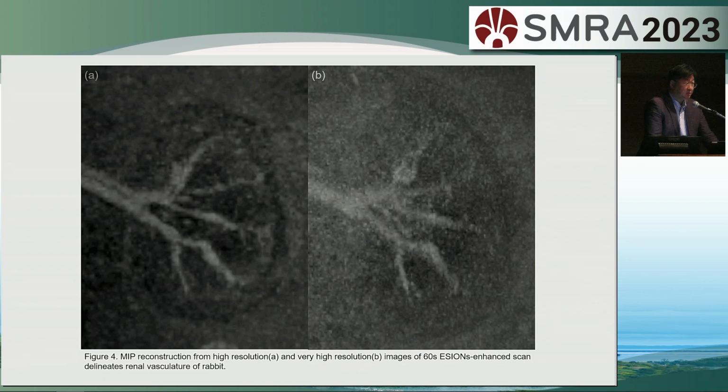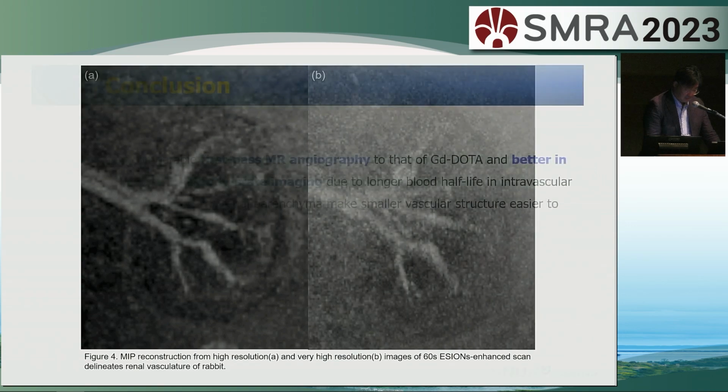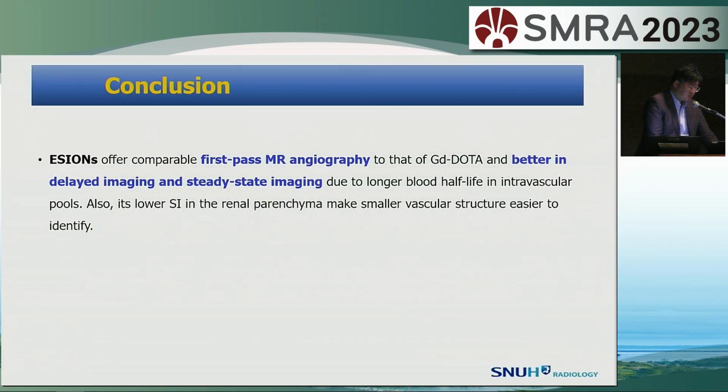So we also did some study on the coronary MR angiography with ASEAN, and this time we can show this high resolution rapid renal angiography with a high resolution. So as a conclusion, ASEAN offers comparable first-pass MR angiography to that of gadolinium, and better in delayed imaging and steady-state imaging due to longer blood half-life in the intravascular pool. Also, its slow signal intensity in the renal parenchyma makes smaller vascular structure easier to identify.